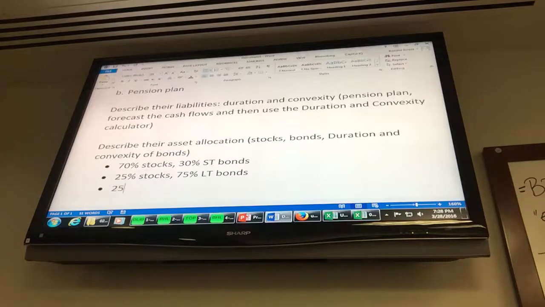And then you might try 25% stocks, 75% long-term bonds, and an interest rate swap. You might try those 3 scenarios, and what you can do is say, hey, which one really controls my risk and my return the best? Now, you come with your own scenarios, however you want to do it. You know, maybe do 60-40 or something, whatever you think is a typical pension plan. And I'm just going to show you how you do that.